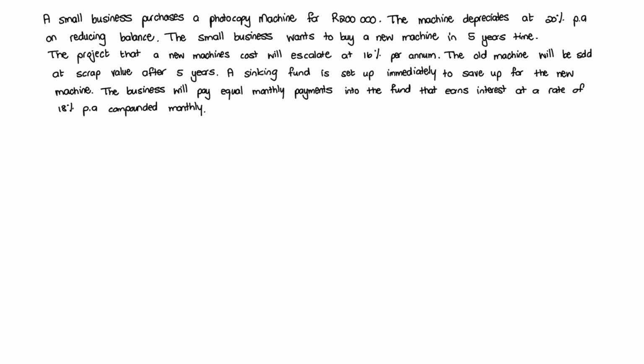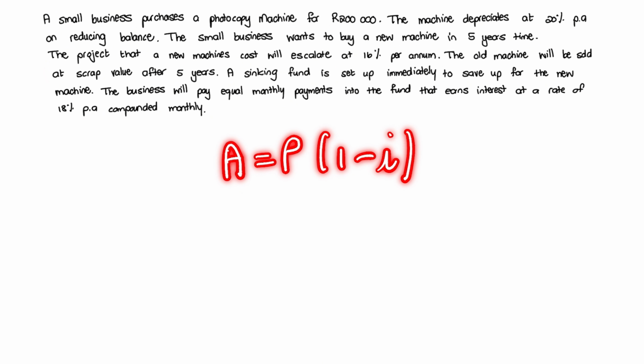It says, a small business purchases a photocopy machine for 200,000 Rand. The machine depreciates at 20% per annum on reducing balance. So that means if we are reducing balance, it's the formula for depreciation that looks like compound interest.